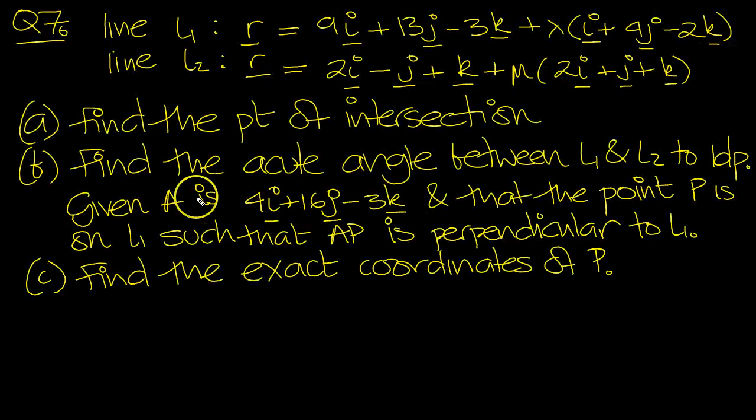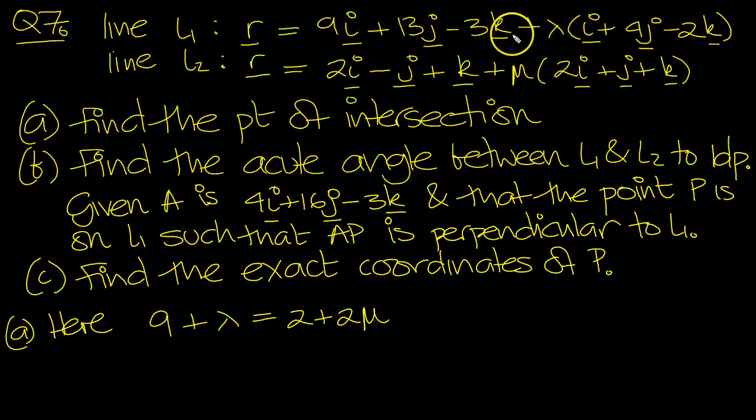So that's the question, and I've got it here. So let's have a look at it. So first of all, the point of intersection. So here. Okay, so 9 plus lambda is equal to 2 plus 2 mu.